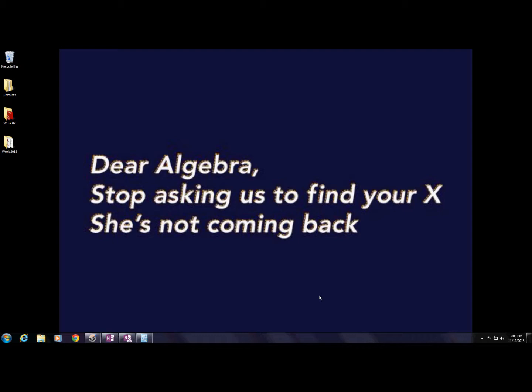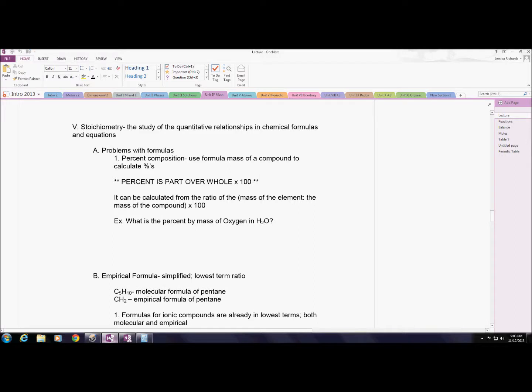Today we're going to talk about percents and how we use percent and mole concepts to calculate empirical formulas and molecular formulas. Okay, stoichiometry is the study of all of the math that we do in chemistry. So it's just basically math of chem and anything that has to do with our formulas and equations. So we're going to start with percent.